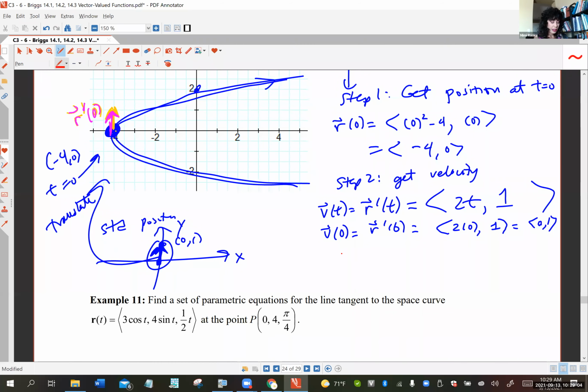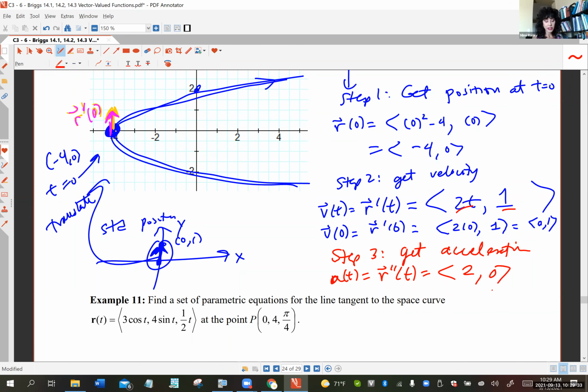Now let's move on to step 3. Let's get acceleration. First I'll get the acceleration vector, and then I'll evaluate the acceleration vector at time t equals 0 seconds to see the constant vector associated with this point. So I'll do a of t, which is r double prime. You're simply going to take the derivative of the velocity vector. Derivative of 2t is 2. Derivative of 1 is 0. Okay, it's a constant vector.